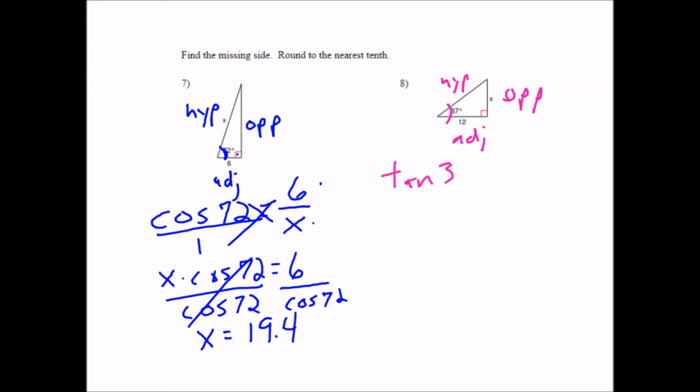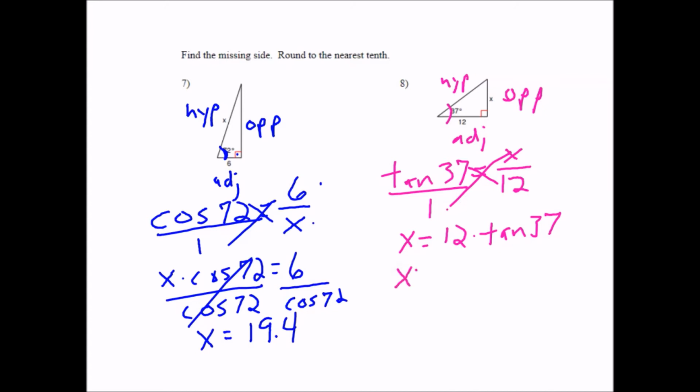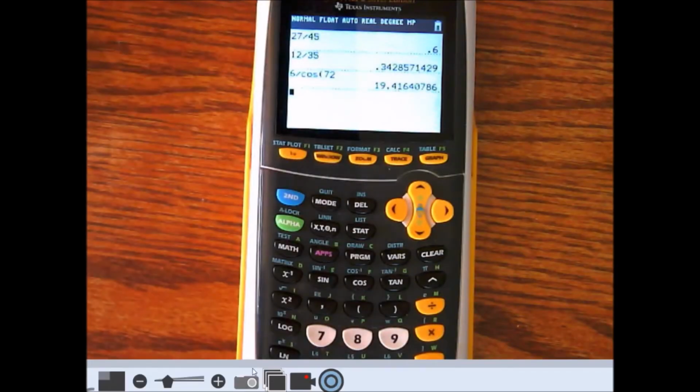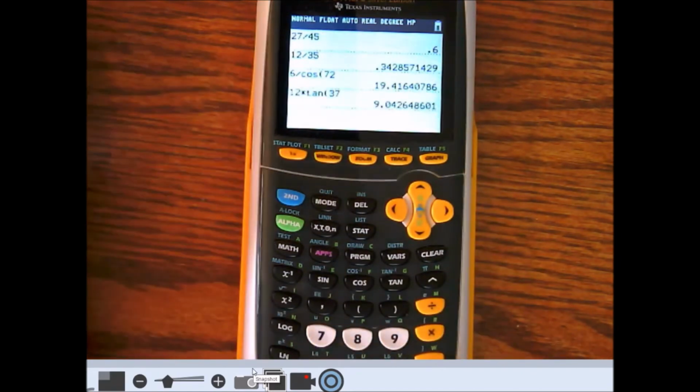So the tangent of 37 is equal to opposite x over adjacent 12. Make that look like a fraction. I'm going to put it over 1, cross multiply. 1 times x is x. 12 times tangent 37. Okay, and saying tangent 37 is like saying 12 times 0.2359 or something like that. It's a decimal. And then the calculator does the rest. 12 times tan 37, rounded to the nearest 10th, 9.0.